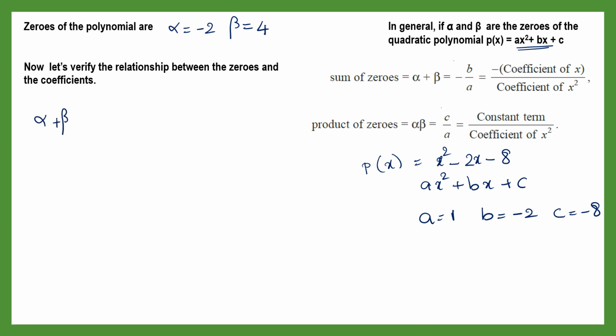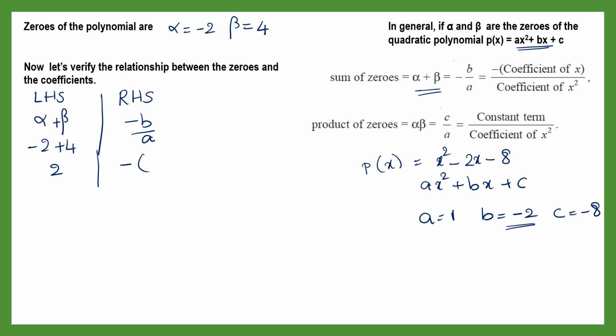Alpha plus beta, this is LHS and RHS. Alpha plus beta, what do you get? Minus 2 plus 4. So you get 2. In RHS, when you compare, alpha plus beta is minus b by a. Sum of the zeros is minus b by a, minus coefficient of x by coefficient of x square.